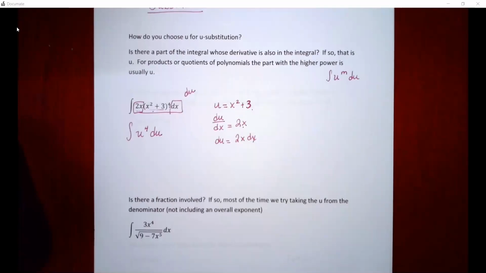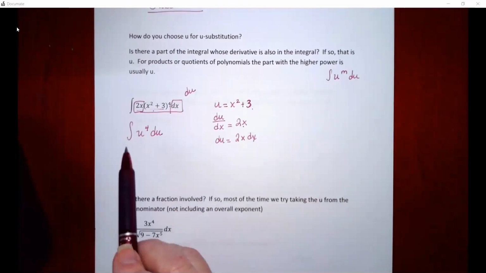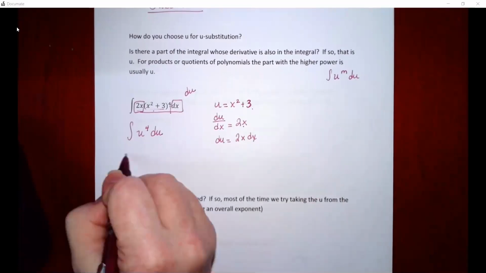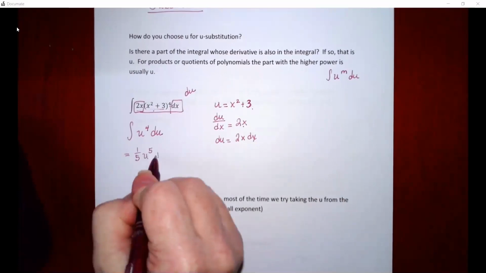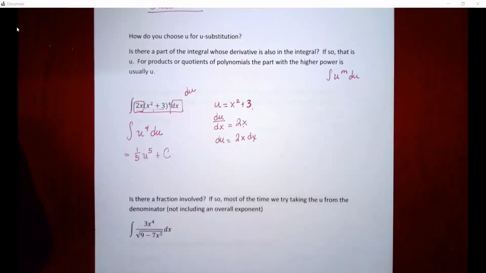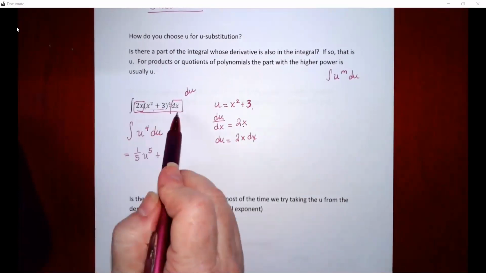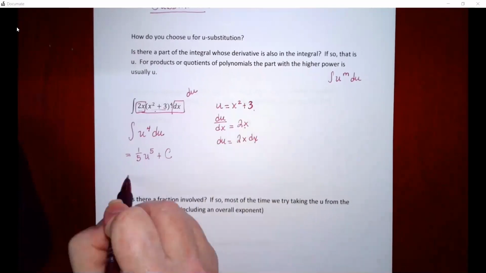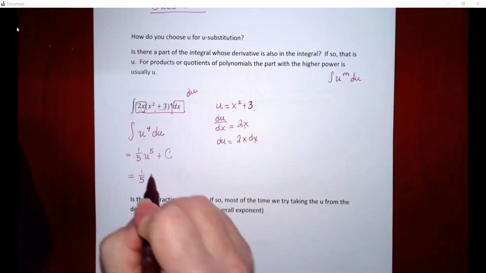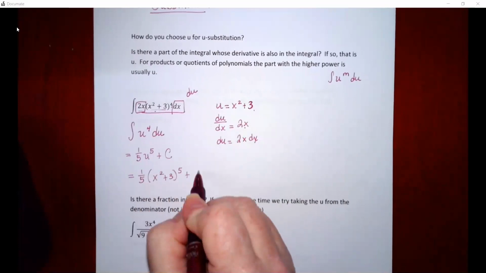All right. Do we know how to integrate this? Of course we do. That's just our basic u to a power du. So we would have 1/5 u to the 5th plus c. And then since our original integral was in terms of x, we back substitute what u is in terms of x and write our final answer as 1/5 of x squared plus 3 to the 5th plus c.